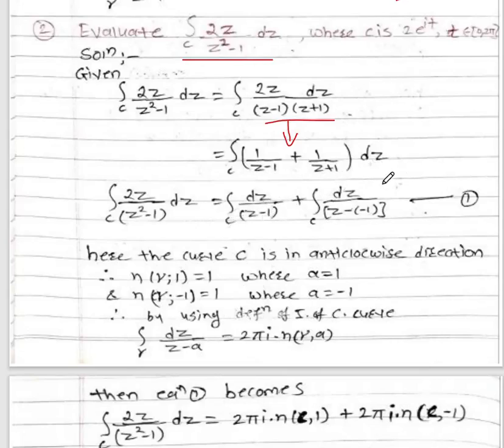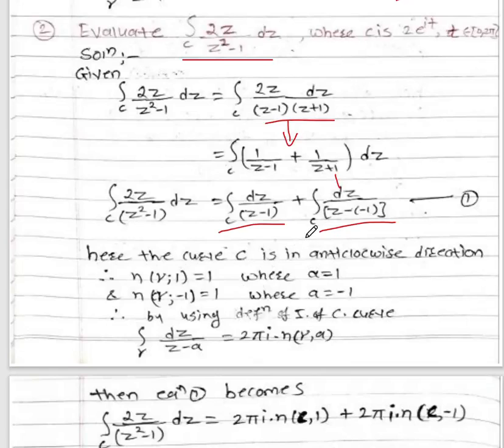Now we will separate this integral. The integral over curve C in the complex plane of 2z upon z square minus 1 dz equals the first integral plus the second integral. Let us consider this as equation number 1. Now we will find out this integral and this integral. If you observe, for this integral a is 1, and for this integral it can be written as z minus minus 1, that is, a is minus 1.